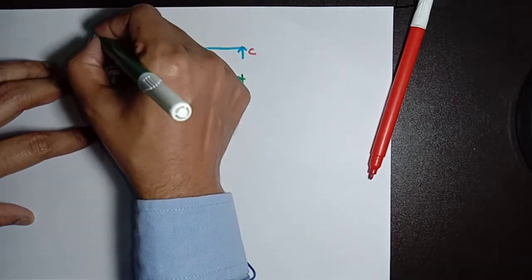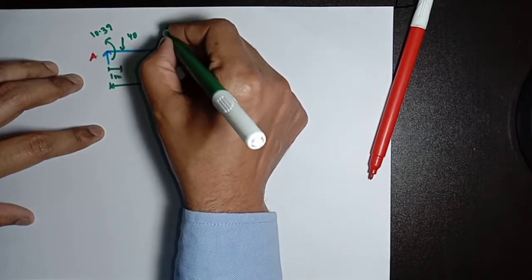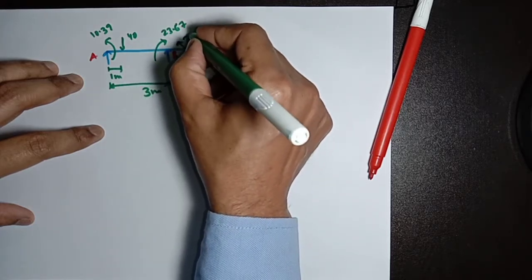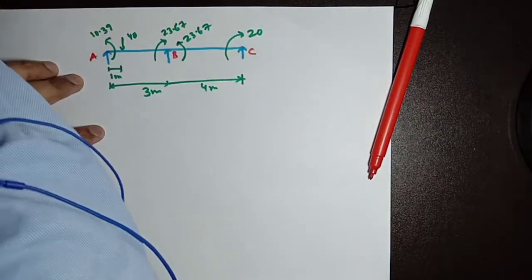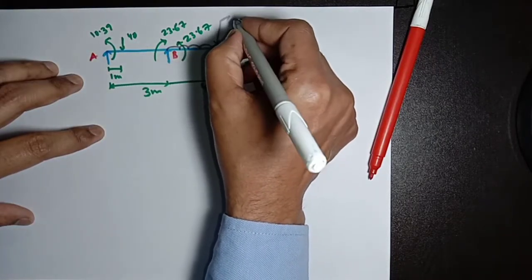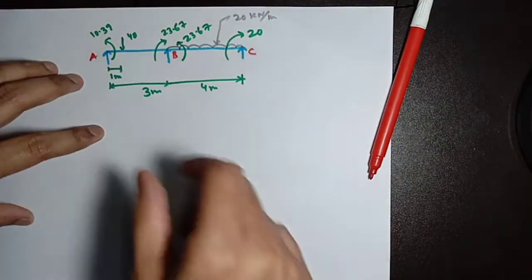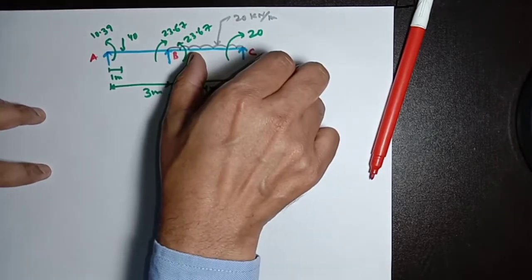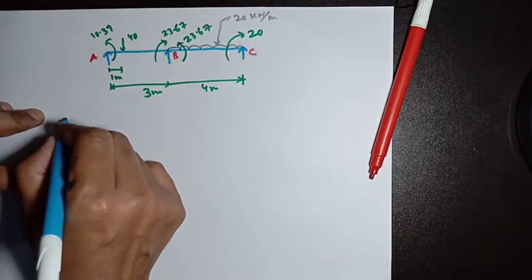There is an anticlockwise 10.39, and here the moment, calculated as per the bending moment chart, 23.67, and here is a moment of 20, and there is a UDL of 20 kilonewton per meter. Now in order to draw the bending moment diagram, we are separating AB and BC for easy calculations. So separating the first span AB.